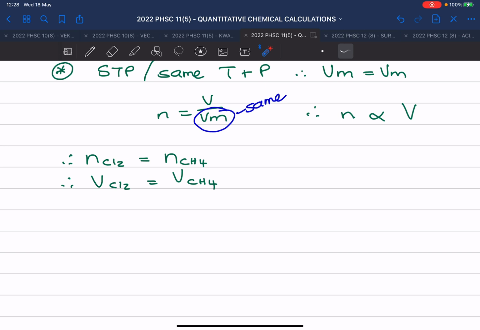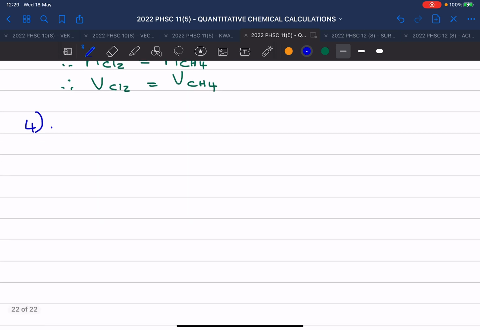Okay, next one. Question 4. Did I say you must do that? Yes? Okay. So question 4 is also a similar type of question. Also a good multiple choice type of question. At question 4 they ask, which one has the biggest volume at STP? 5 grams of nitrogen gas or 5 grams of oxygen gas?